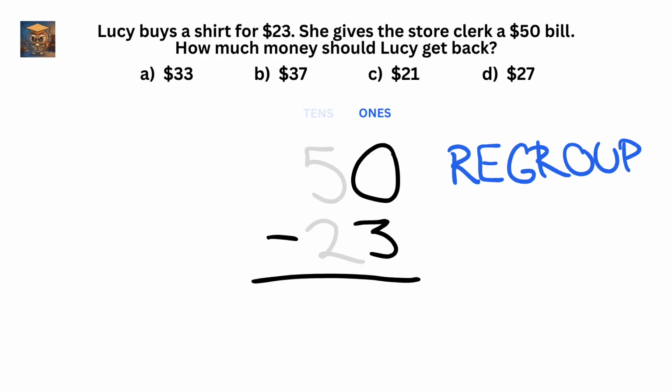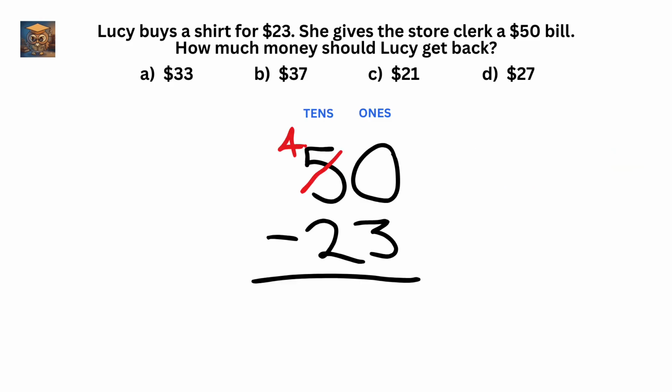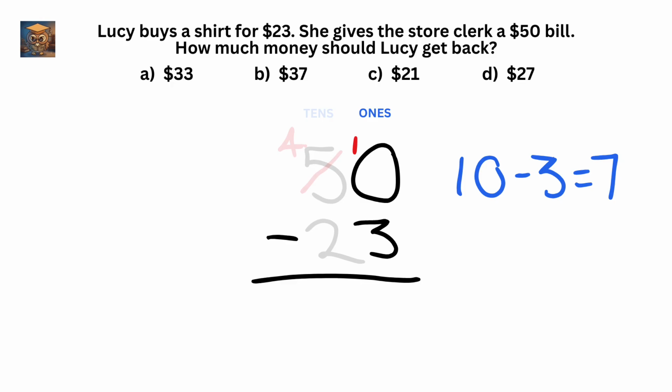So we need to regroup. We're going to borrow from the tens column. We take 1 from the 5 in the tens column. The 5 becomes a 4. That 1 we borrowed represents 10. So the 0 in the ones column becomes 10. Now we subtract. 10 minus 3 is 7. Write 7 in the ones place of the answer. 7 goes in the ones column.